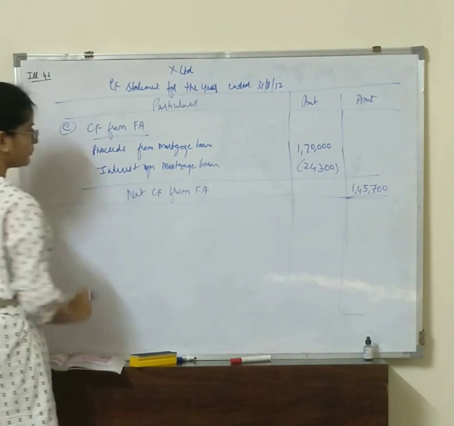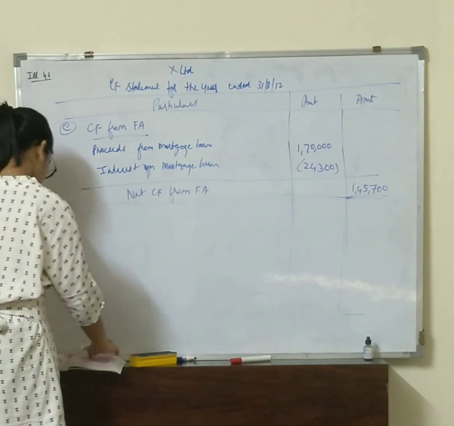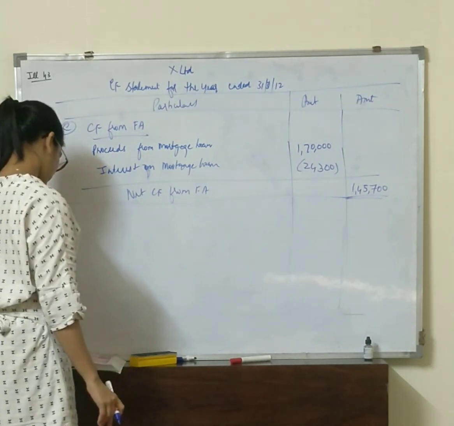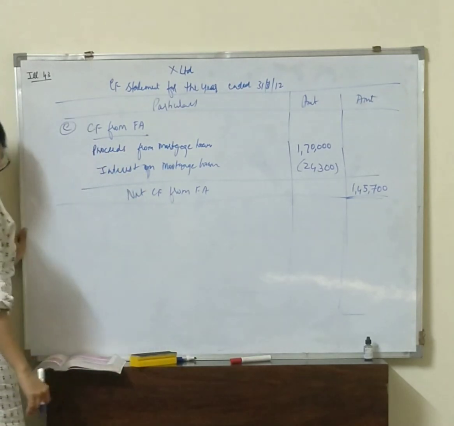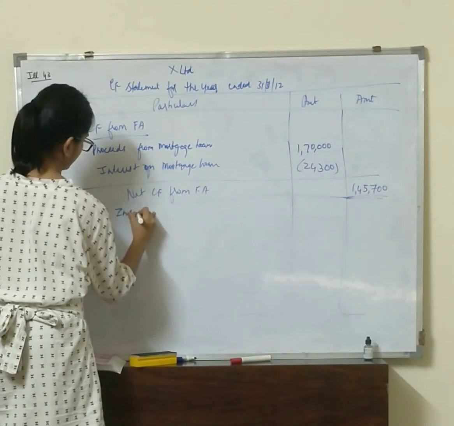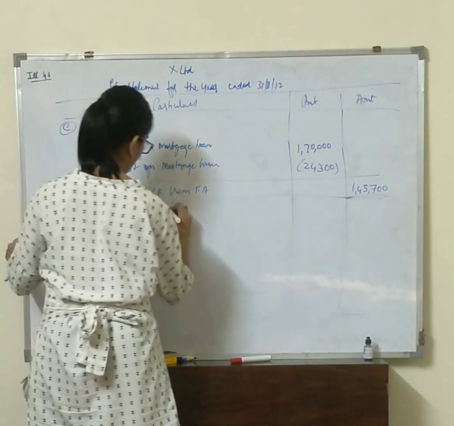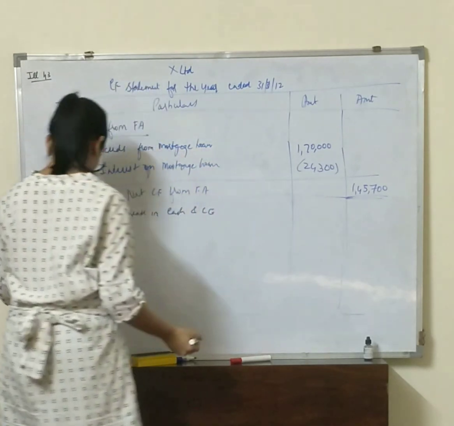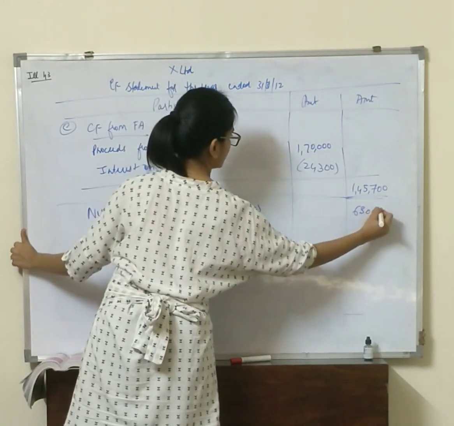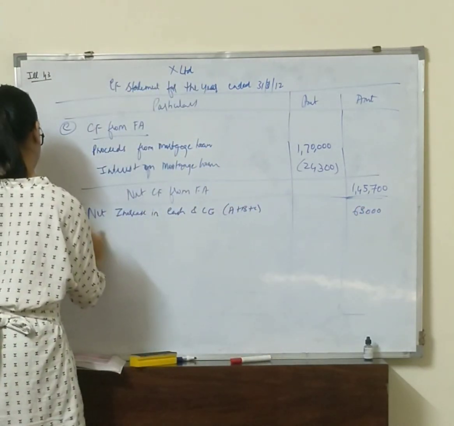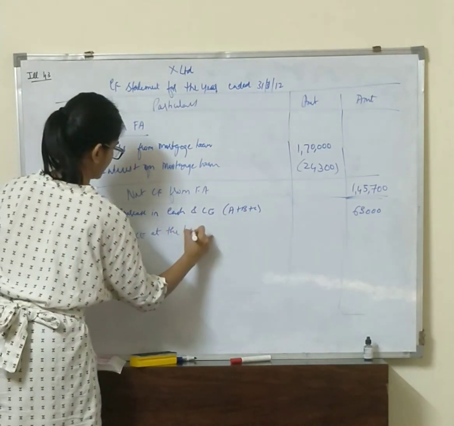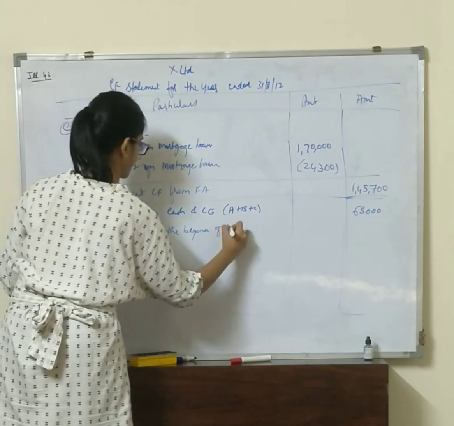After this, what do we get? We should add A plus B plus C. That is operating activity negative 1,67,700 plus 85,000 plus 1,45,700. So we get net increase in cash and cash equivalents. What is the net increase? A plus B plus C, that is 63,000. Then we need to add cash and cash equivalents at the beginning of period.